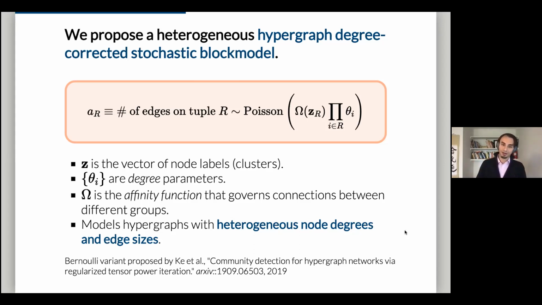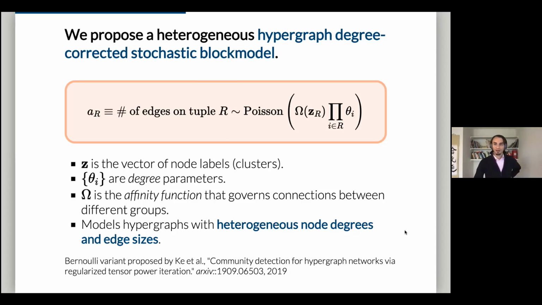This model can generate hypergraphs with both heterogeneous node degrees and heterogeneous edge sizes, which is a little bit unusual, actually. A lot of extant generative models for hypergraphs work with uniform hypergraphs where all edges have the same size. Because a lot of the data sets that we really care about have edges of many different sizes, we felt it was really important to bring in a more flexible objective function in that way.